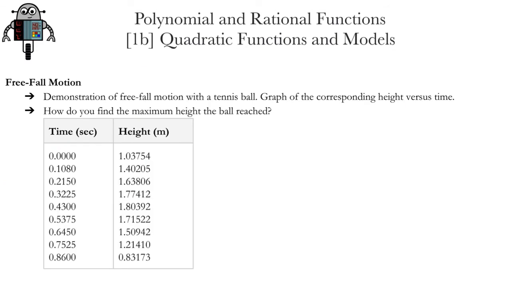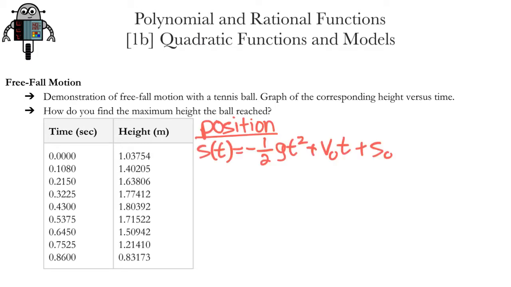Now let's talk about free fall motion, because it could be modeled by a quadratic function. Consider throwing or dropping a tennis ball. And feel free to do it if you have a tennis ball handy. The position of that ball could be modeled by the function s of t equals negative 1/2 g t squared plus v sub 0 times t plus s sub 0.